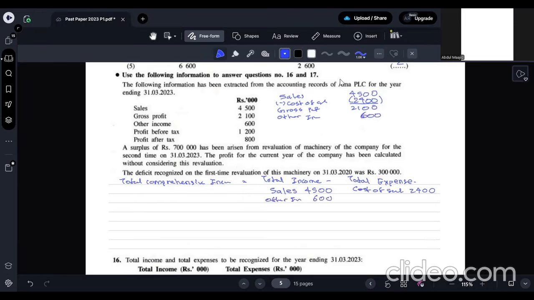Then between other income and profit before tax, you have your operating expenses. Your total period cost, operating expense. Profit before tax is 1,200. And how much will be your operating expense? You can reverse: 1,200 minus 600 minus gross profit 2,100. Your operating expense will be 1,500.